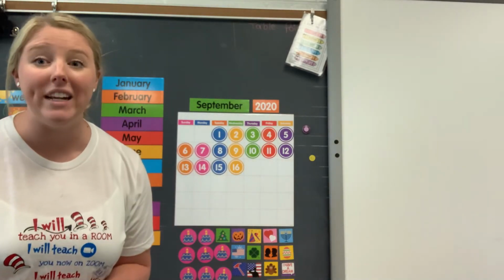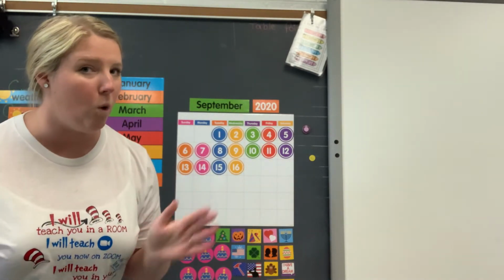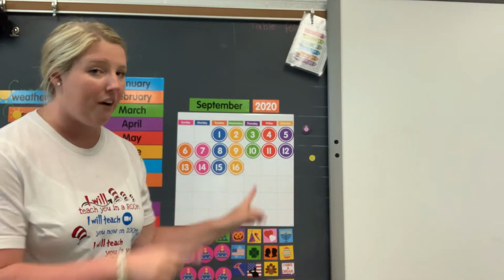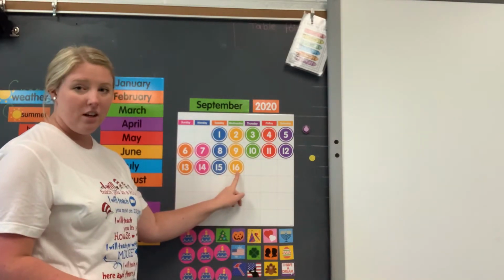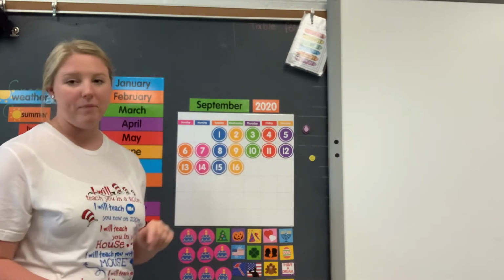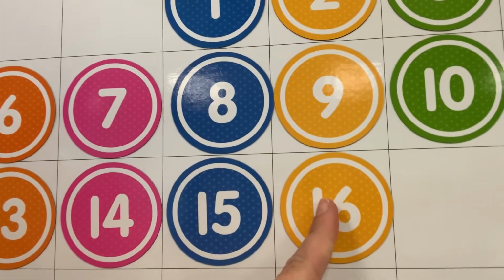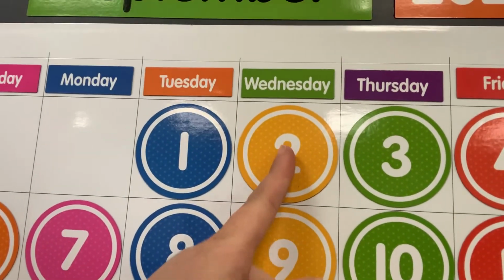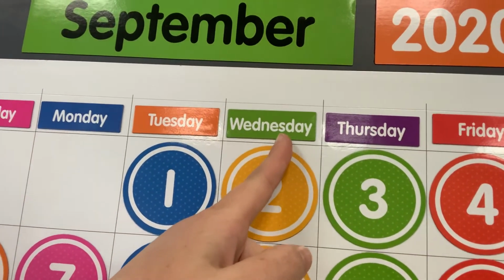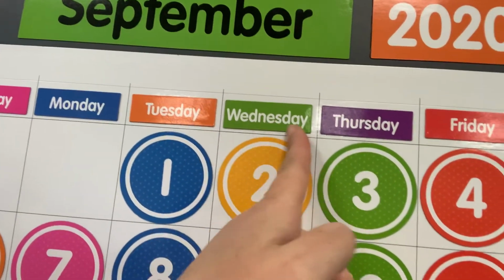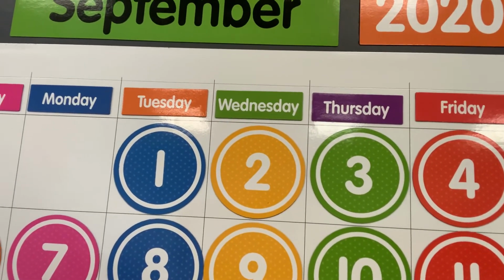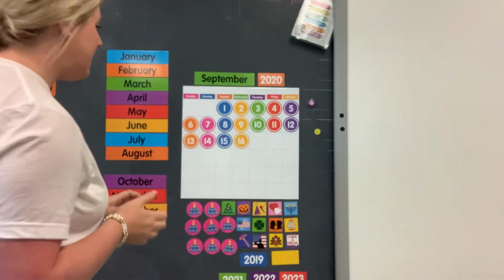Do you know what day it is? What's Miss Dalton's trick? Find your number, go all the way up, and I'm going to bring you closer. Okay. Here we go. Today is the 16th. We're going to go up, up, up, up. What's today? It starts with a W. Wednesday. Can you say Wednesday? Good job, boys and girls. Today is Wednesday, September the 16th.